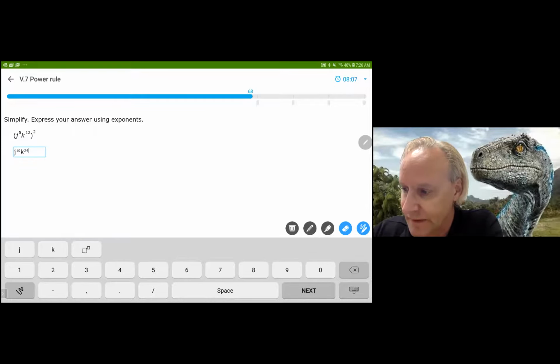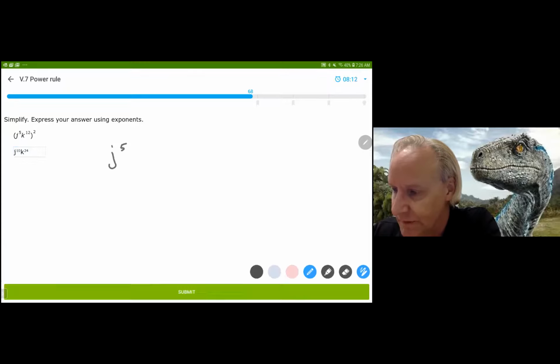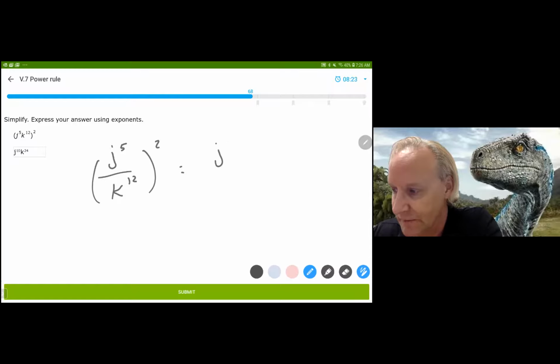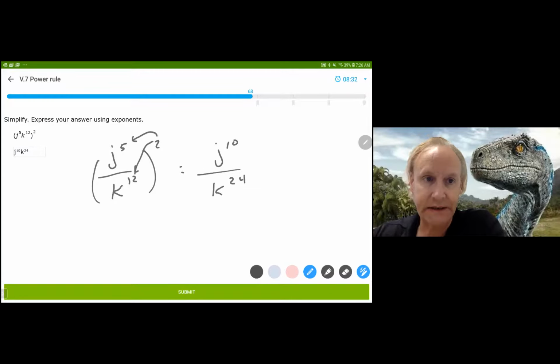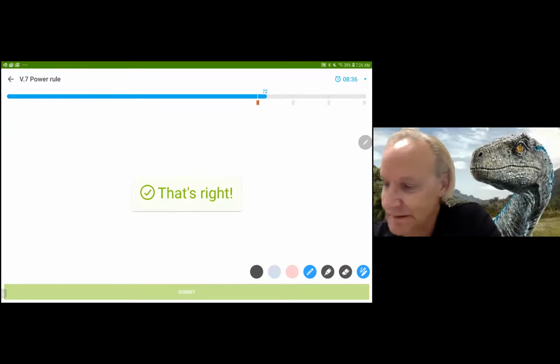If you had, for example, j to the 5th divided by k to the 12th, that raised to the 2nd power, we could distribute the 2 to both parts. And of course, we would get j to the 10th over k to the 24th. So it works for division and multiplication, but not addition and subtraction. So there you go.